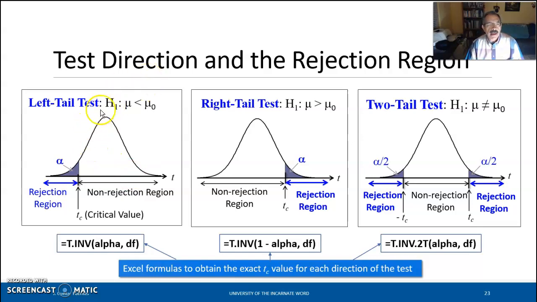So if we have a left tail test, then the rejection region is on the left side of the critical value. And you can see alpha determines the critical value. So if the observed value of the statistic falls in the rejection region, we reject the null hypothesis. If it's a right tail test, then the rejection region is on the right side of the critical value determined from alpha. If we have a two-tail test, then we have two rejection regions, one on the left tail and one on the right tail, and these t critical values correspond to the alpha value divided by 2.